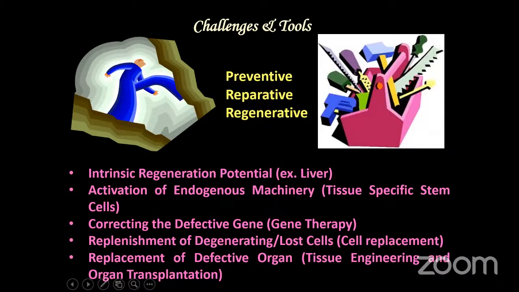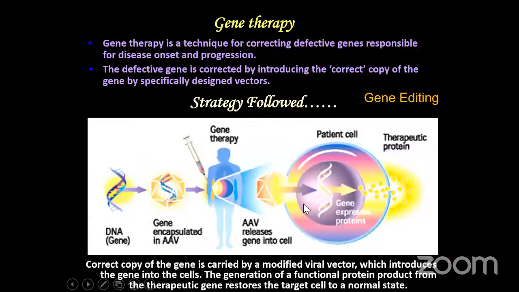So these are the tools available. First, the gene therapy. Gene therapy is nothing but replenishing the defective gene with a healthier counterpart. So how will you deliver? For that you require a vehicle. Usually viral vectors are used. So whatever gene you want to replenish, you clone that and then give it to the patient. It can be either through stem cells or it can be directly injected.